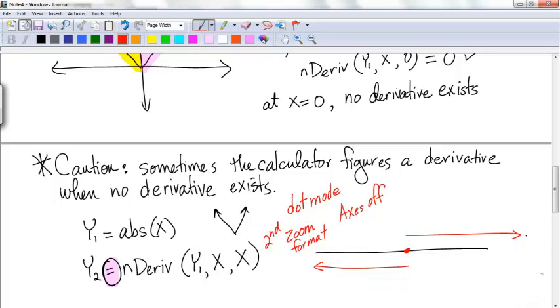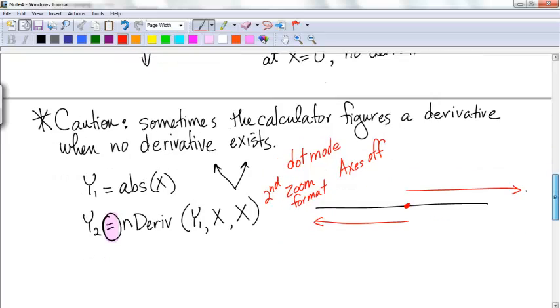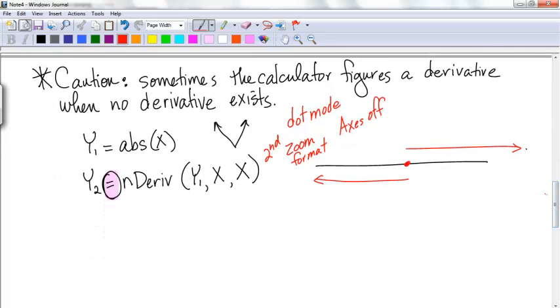Here we go. We're going to go through all the places where a function does not have a derivative. I've shown you one at a corner. So, when does a function not have a derivative?